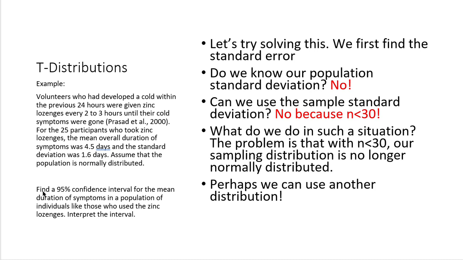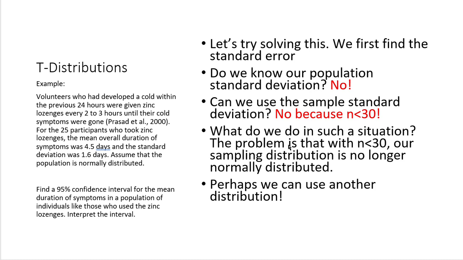Got it. So find a 95% confidence interval for the mean duration of symptoms in the population of individuals who took zinc lozenges and interpret that interval. So it's just asking us to find the 95% confidence interval again. But we just make sure we think about everything, because sometimes there are things that may mean some of our assumptions may not work. Let's remember that it's a sampling distribution. When we're dealing with standard deviations, we get the standard error; we don't take the standard deviation as it is. So do we know our population standard deviation? We don't, so we can't get the standard error very easily, but maybe we can use the sample standard deviation, which we do have, as an estimate.